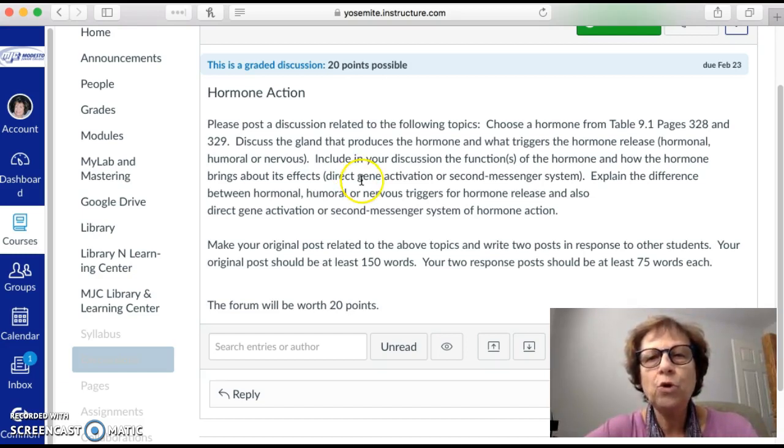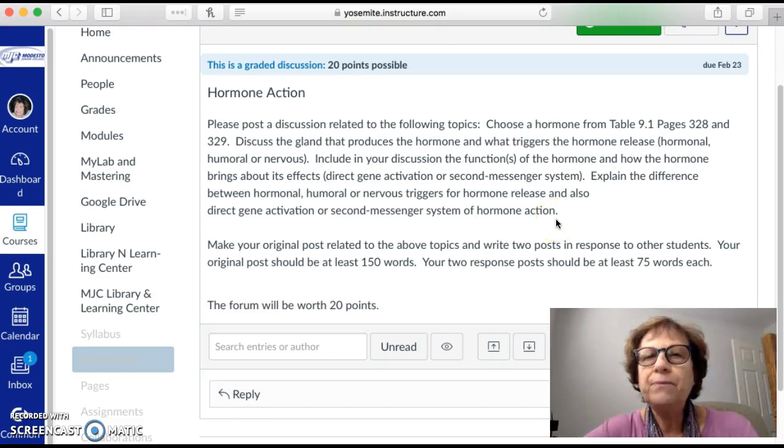Also, hormones work by either direct gene activation or second messenger system. And you need to describe fully in detail the direct gene activation and how that works versus the second messenger system. And then tell which one of those controls the hormone that you chose.